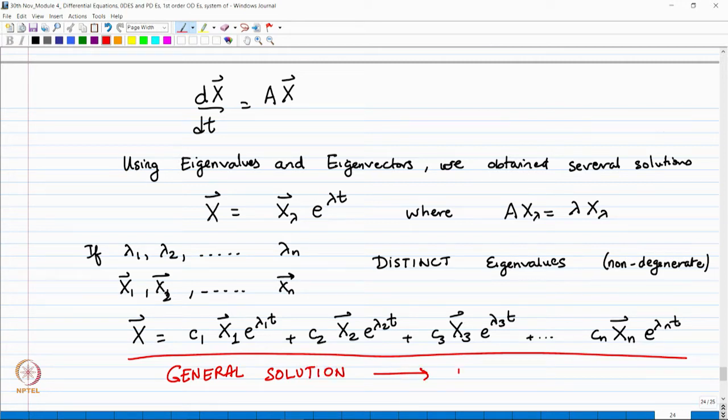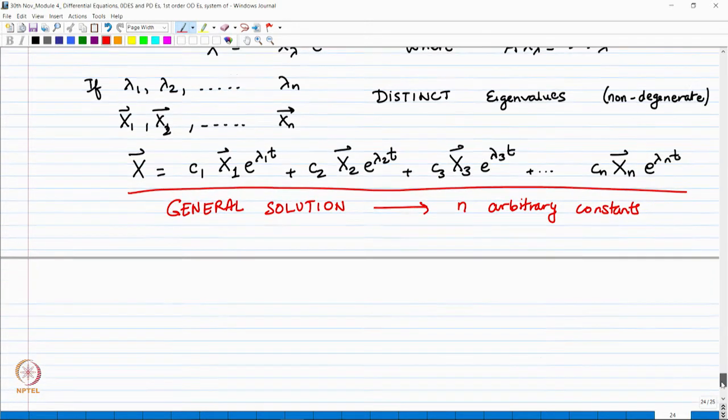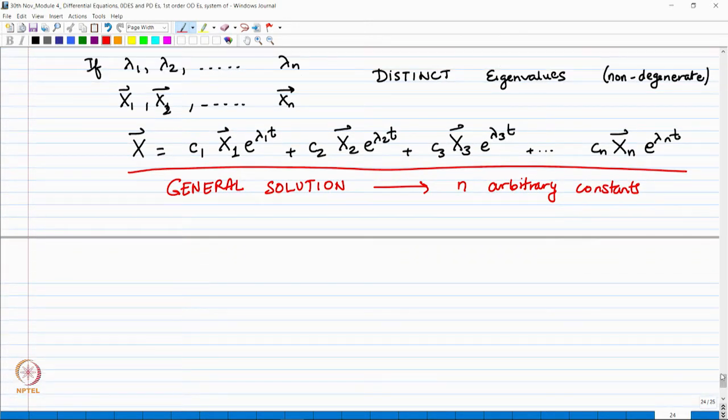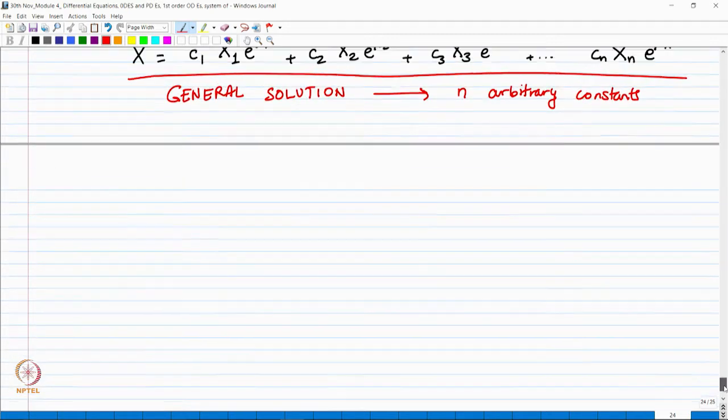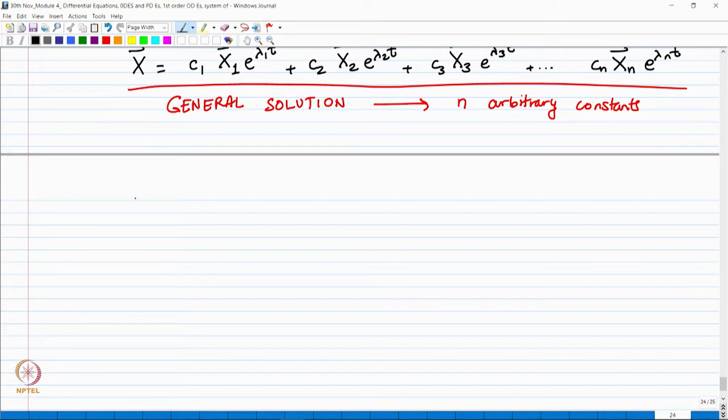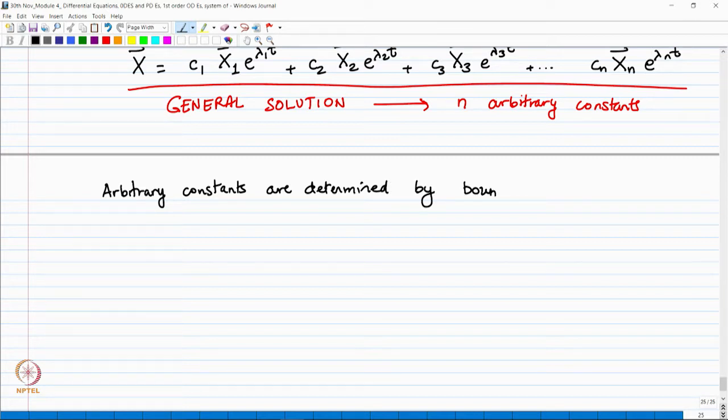And it has n arbitrary constants. Remember, if you just had a single first order differential equation, you would have one arbitrary constant. If you had n first order differential equations, the general solution will have n arbitrary constants, and these arbitrary constants are determined by boundary conditions.